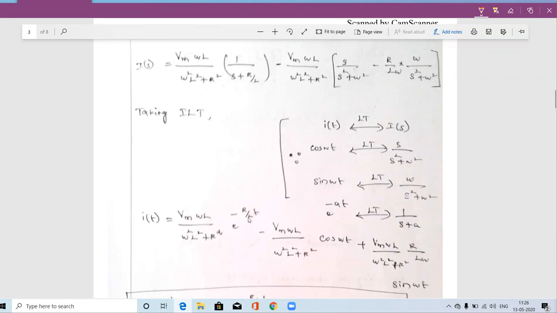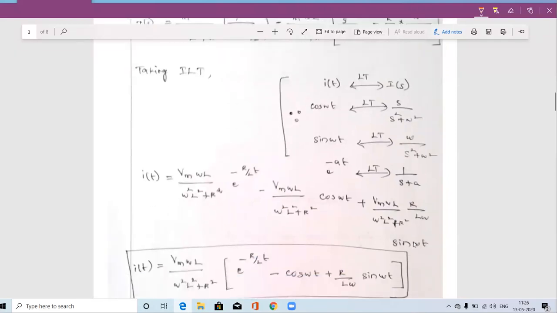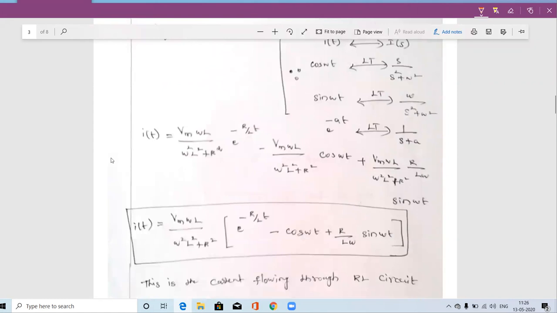R by L, correct? And this is the constant. You keep this constant as it is. What is the inverse Laplace transform of this term? Cos omega t. And you keep this one. This constant is common for both the terms. Now this constant is multiplied with this term, R minus R by L omega constant. What is the inverse Laplace transform of omega by s squared plus omega squared? It is sine omega t. Right? So we got the answer.